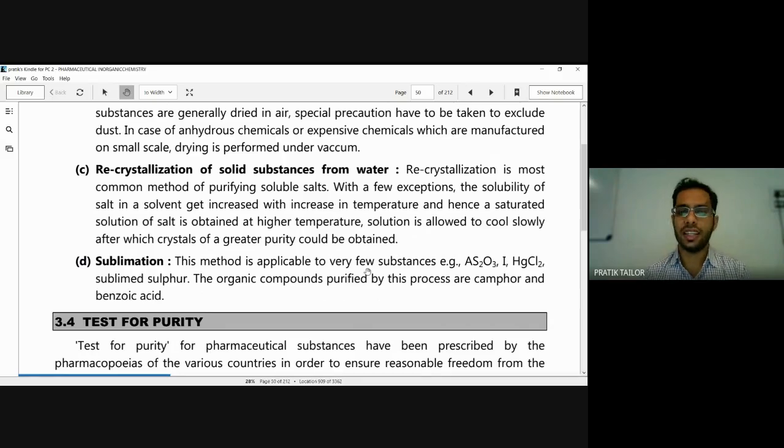Sublimation: this method is applicable to very few substances and depends on the nature of your substance, like camphor, benzoic acid, or similar compounds. Then you can use this process for purification.